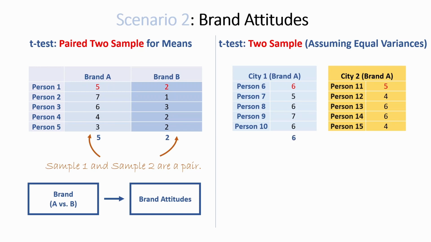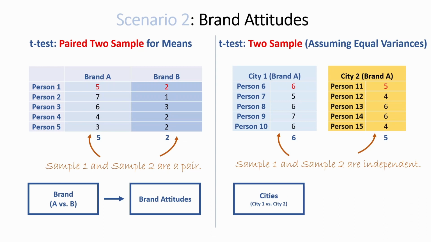We can calculate the mean for the first column, which is 6, and the mean for the second column, which is 5. And the t-test tries to test whether these two means are significantly different or not. These two samples are independent. It means that, for instance, the numbers 6 and 5 are from two different persons, person 6 and person 11. In contrast, on the left-hand side, the 5 and 2 are from the same person.